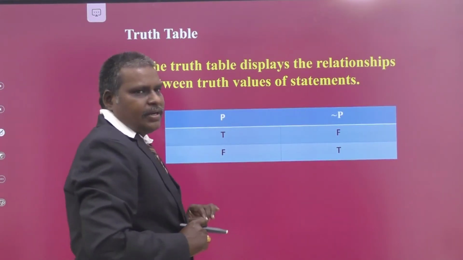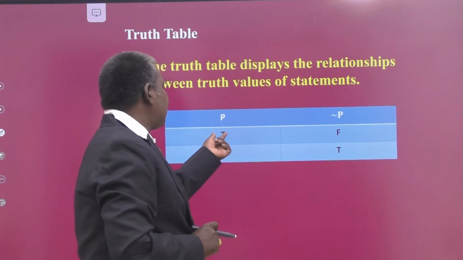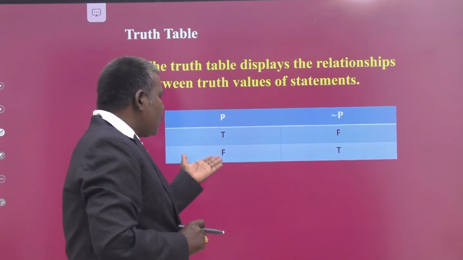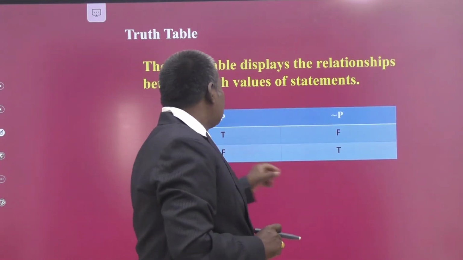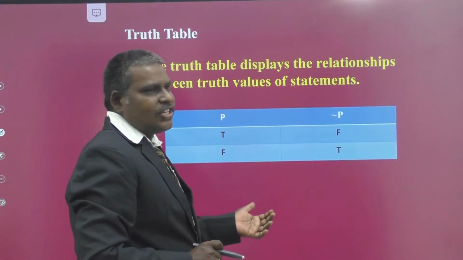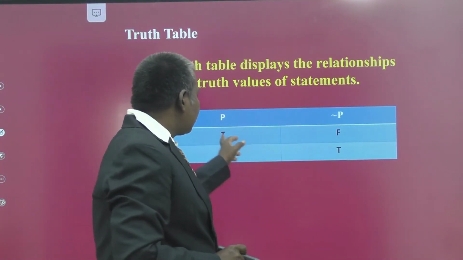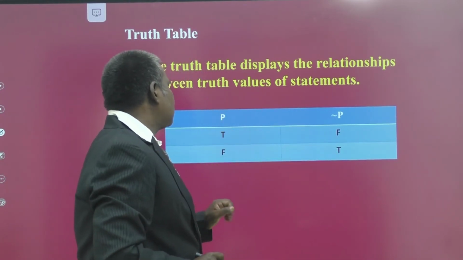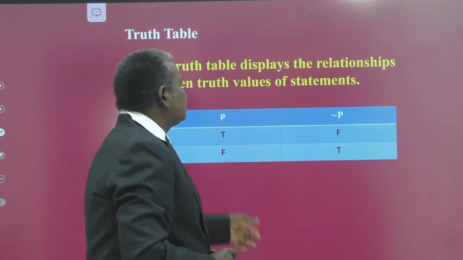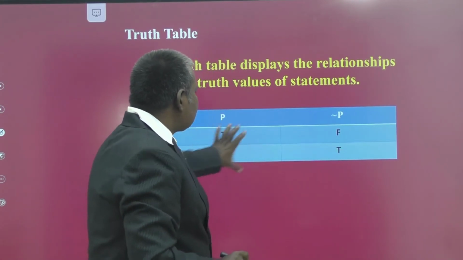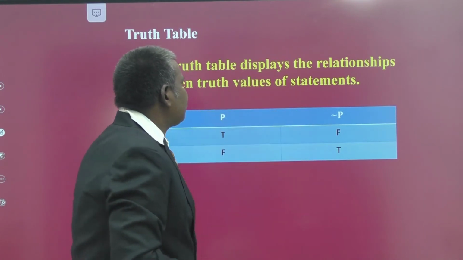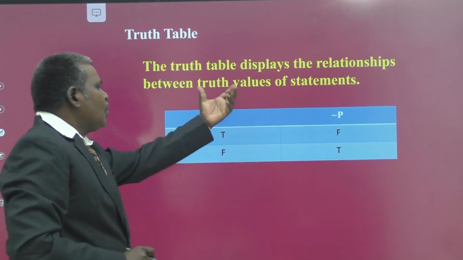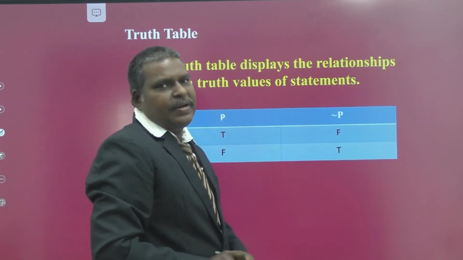Suppose P is my statement that has two possibilities. My statement may be true or false. What is its negation? Suppose my statement is true. What is its negation? False. Negation means not true, and not true means false. Now suppose your statement is false. What is its negation? Not false, that means true. So this is the relation. The truth table displays the relationship between the truth values of the statements. So in this manner we can prepare the truth tables for the statements.